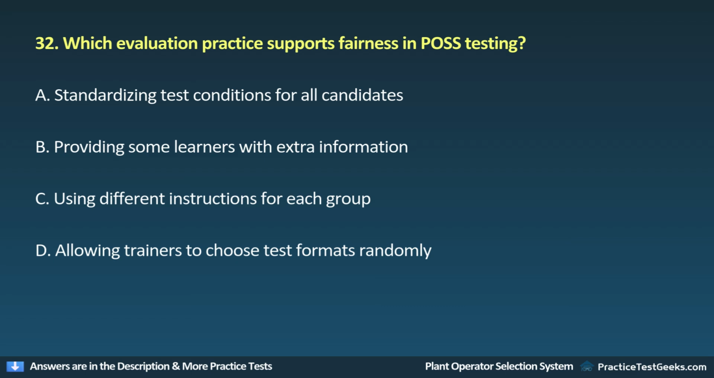32. Which evaluation practice supports fairness in POSS testing? A. Standardizing test conditions for all candidates. B. Providing some learners with extra information. C. Using different instructions for each group. D. Allowing trainers to choose test formats randomly.